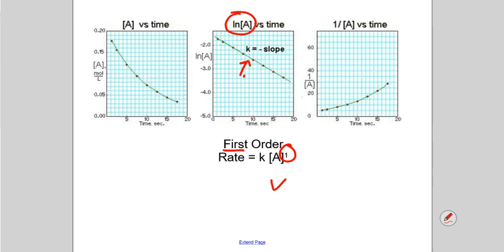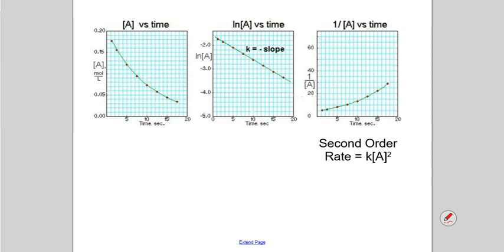But just to go through everything, if it was the 1 over concentration versus time, it would give us second order. So basically how we plot this graph is going to tell us what order it is. We would plot it all three different ways. Whichever graph is the most linear gives us the order of that reactant.